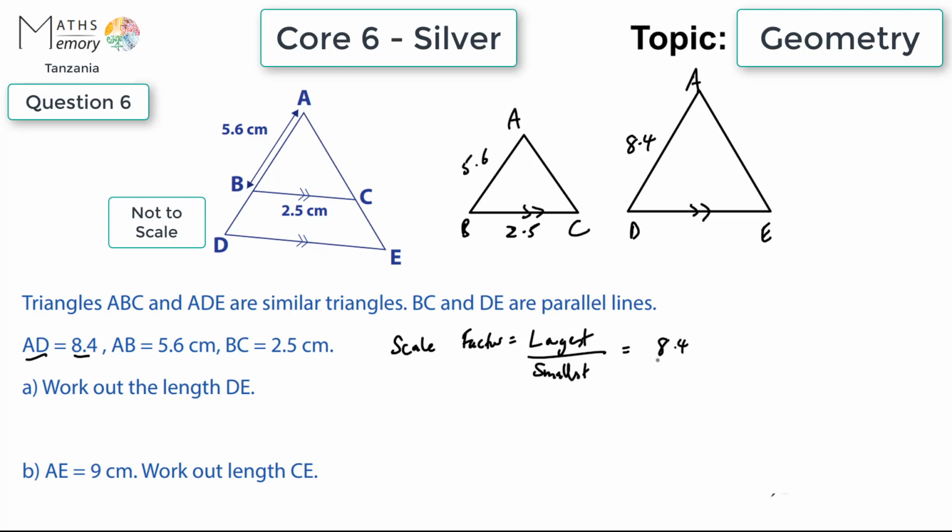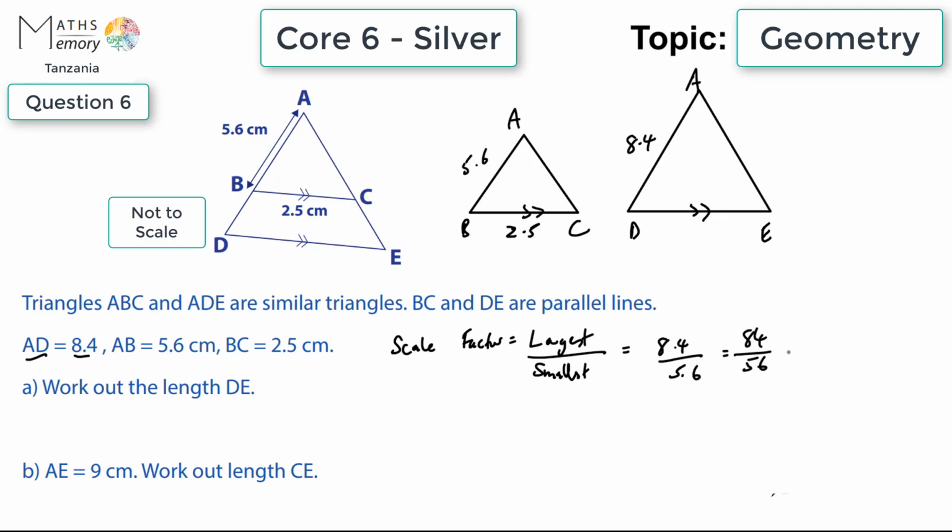This will be 8.4 over 5.6. This is non-calculator. Most of these questions and similar shapes are non-calculator anyway. So what is this? Now we can't have a decimal in any fraction, so we can multiply it by 10. Hence, it could be 56 at the bottom and 84. Right, this is a top heavy or improper fraction.